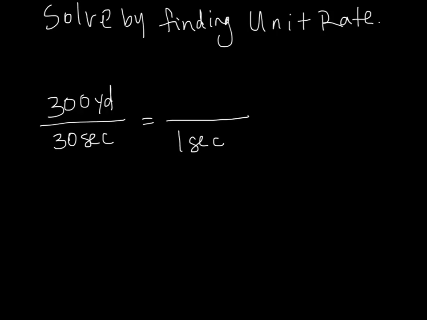Okay, so last but not least, let's solve our proportion by finding the unit rate. Unit rate means that we have two different measurements. So we have yards and seconds, so those are different. And we have 1 on the bottom, so we have 1 second, so we're good to go. So we have to ask ourselves, 30 divided by what number gives me 1? Well, any number divided by itself gives you 1, so 30 divided by 30 gives you 1 second.